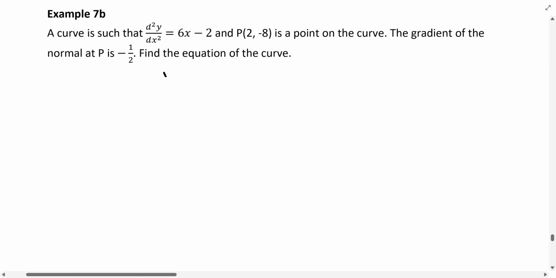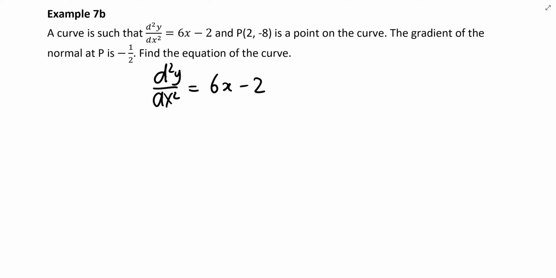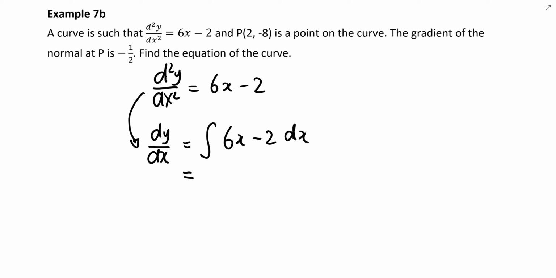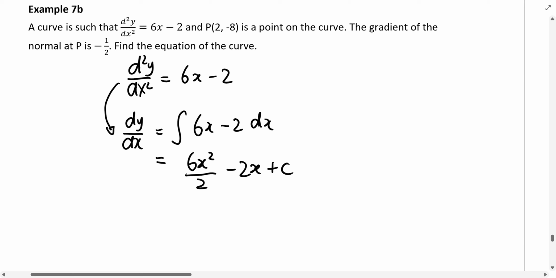The question gives you that d2y/dx squared is equal to 6x minus 2. When I want to go up one level to dy/dx, I need to integrate 6x minus 2 dx. When I integrate this, I'm going to get 6x squared over 2 minus 2x. Then I will have a plus c behind. Always find your first arbitrary constant. That's why they gave you information like this point (2, negative 8). This is the x, this is the y. And that the gradient of the normal is equal to negative half.